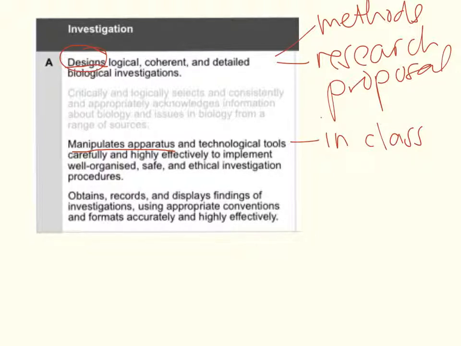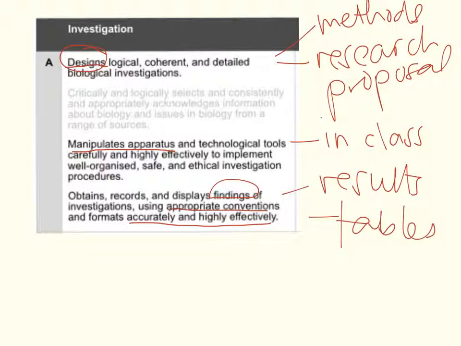Last one here is about your findings. How are you obtaining them, recording them, and displaying them? We're looking for appropriate conventions and formats, and accurately and highly effectively. So where am I looking for this? Well, this is mostly in your results section. And in particular, tables of results and graphs.